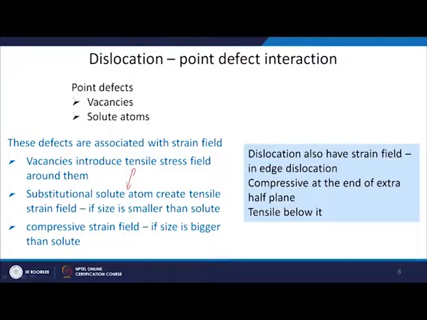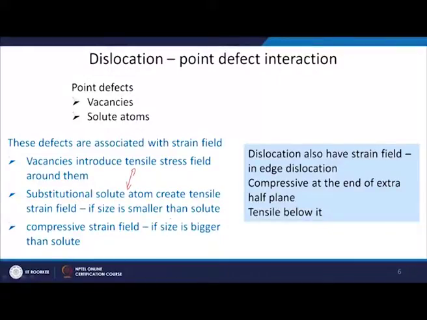Then there can be a compressive strain field if the size is bigger than the solvent atom. Okay. So, this is for substitutional solute atom. For interstitial atoms also this will be true. If the atom is having a larger size than the interstitial position, then it is going to put a strain on the nearby atoms, and that will be a compressive stress. So, this will be true for an interstitial atom also whose size is bigger than the size of the interstitial site. So, you have different tensile and compressive fields associated with different types of defects.